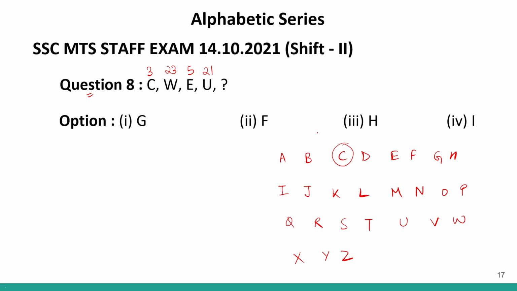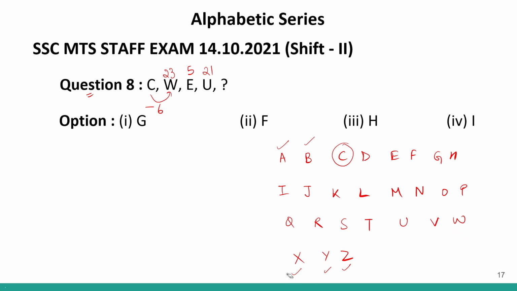So from C to W will be 1, 2, 3, 4, 5 and 6. It will be basically from C to W, it will be minus 6. Correct? Now, from W to E, instead of going backwards, because this was 23. This was 20, W was 23. So instead of going backwards, I am going forward now.